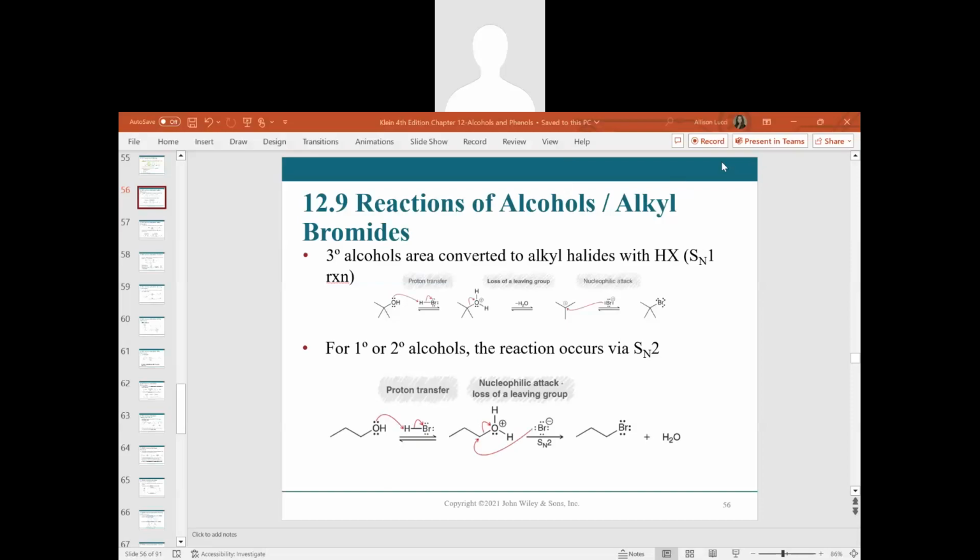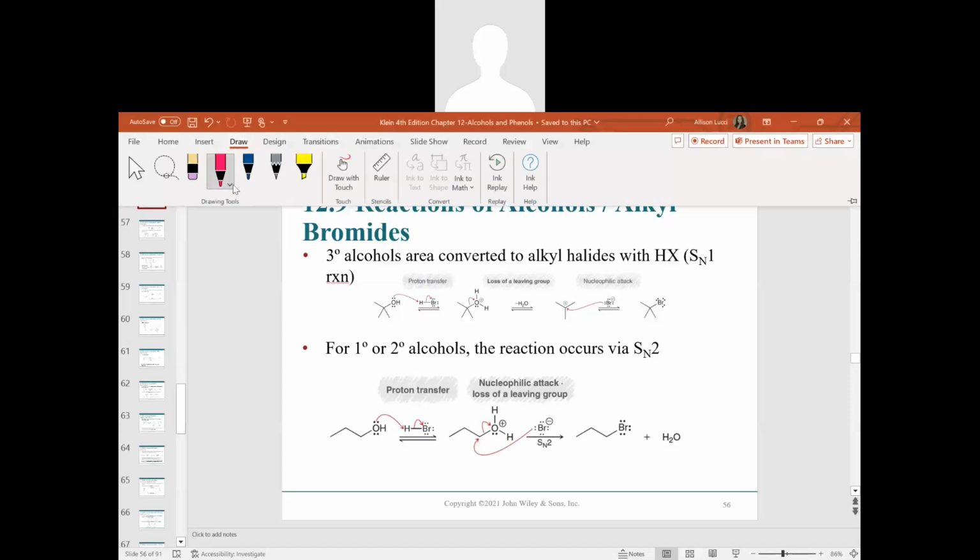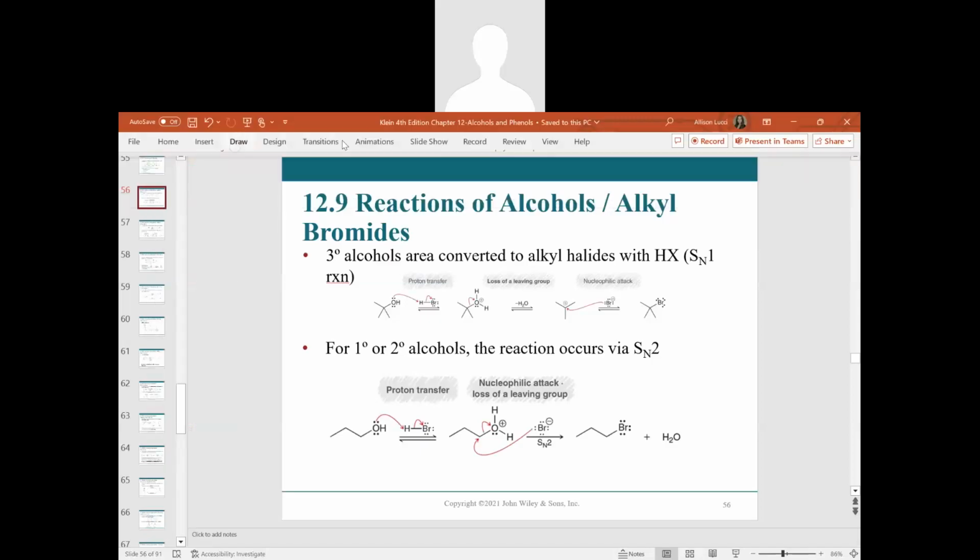In previous sections of Chapter 12, we've seen preparation of alcohols, so how to make alcohols from other compounds. And we've also seen preparation of phenols in the last video. Now we're going to look at reactions of alcohols, and specifically how we can convert them to alkyl bromides or alkyl halides.